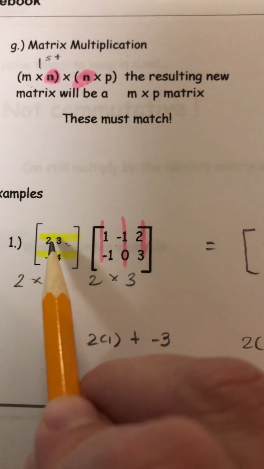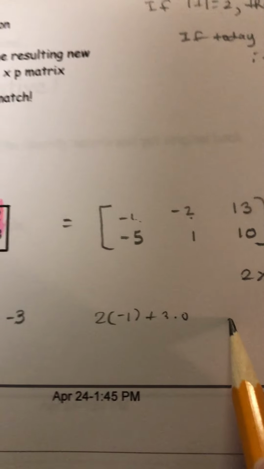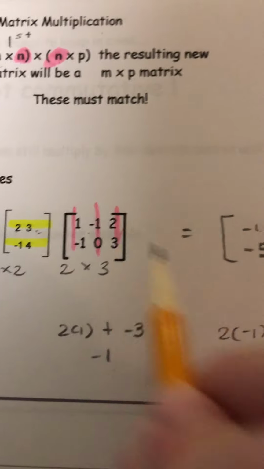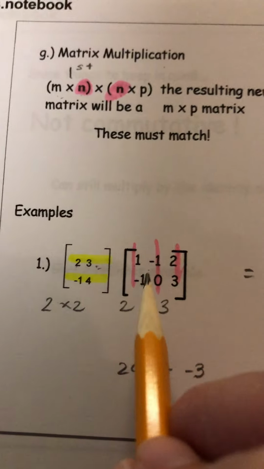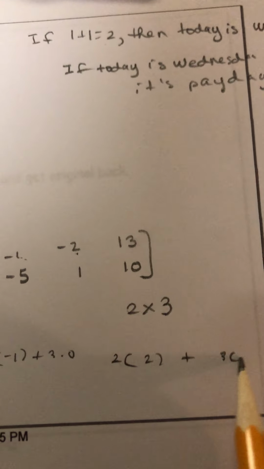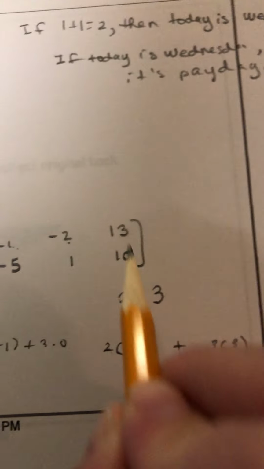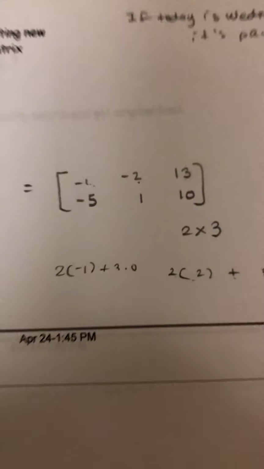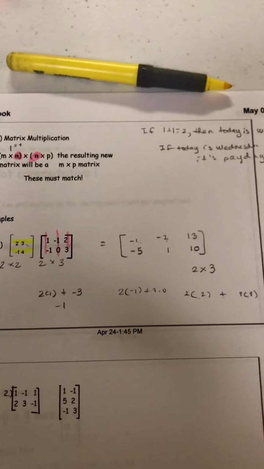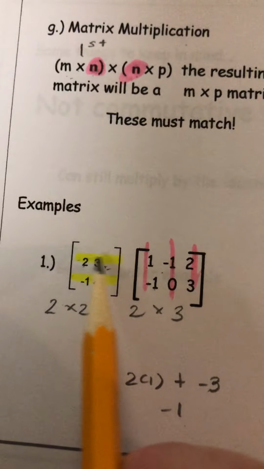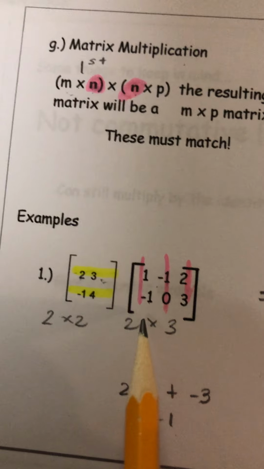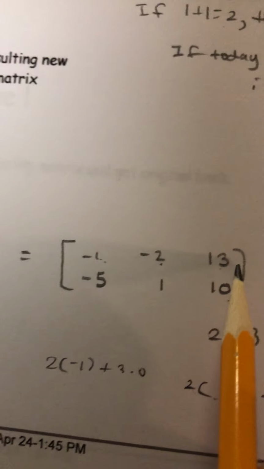And the last entry, this 2 gets multiplied with that 2, and then I see here 3 times 3. So 4 plus 9 is 13. It takes a little while getting used to. So again, row 1 gets multiplied to each of these columns to give you the new row 1 of the new matrix.